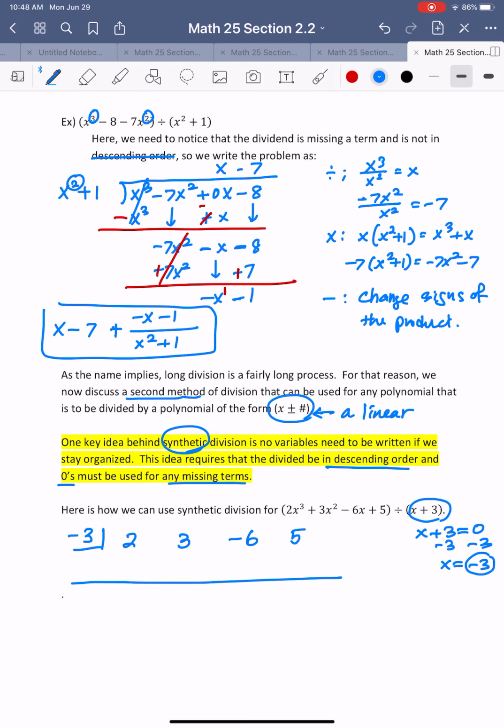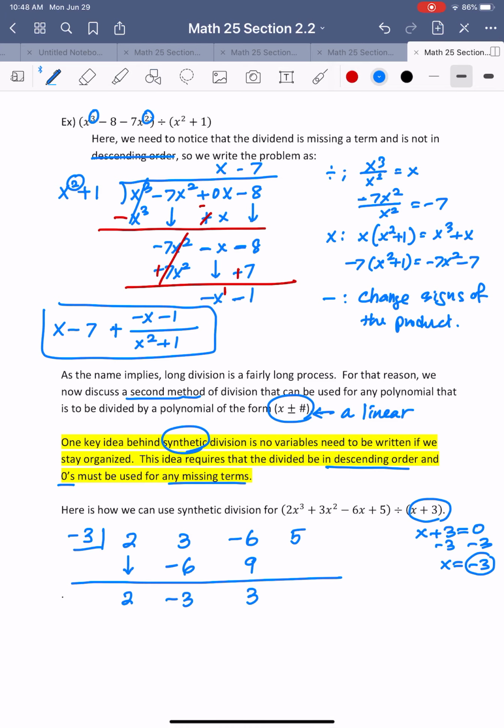And then we only do two things here in the synthetic. We add, multiply. So first of all, there's nothing to add, so drop the 2. Now, I need you to multiply 2 times negative 3, which is negative 6. And then combine the 3 and negative 6, which is negative 3. Now multiply negative 3 by negative 3, which is 9. And then combine negative 6 and 9, which is 3.